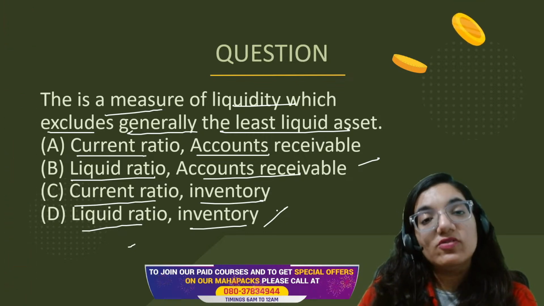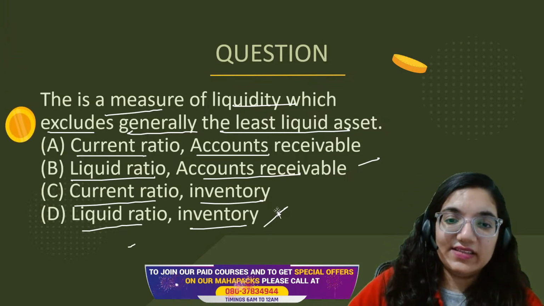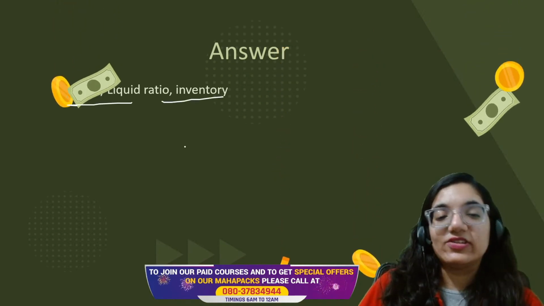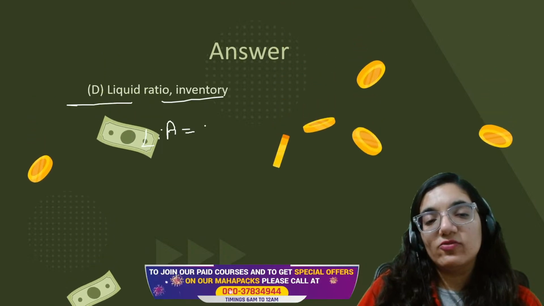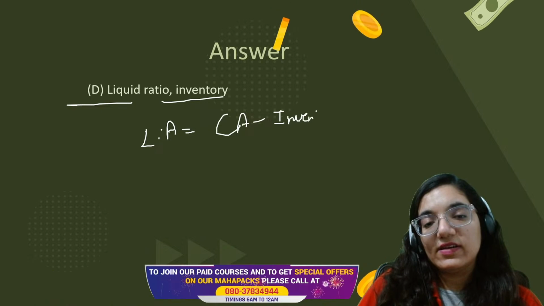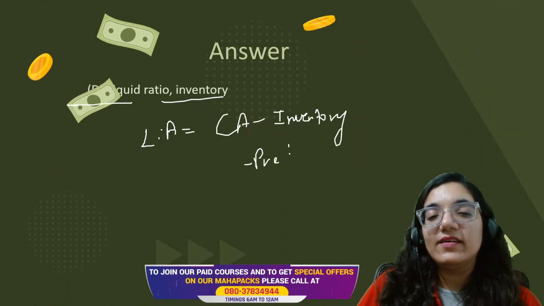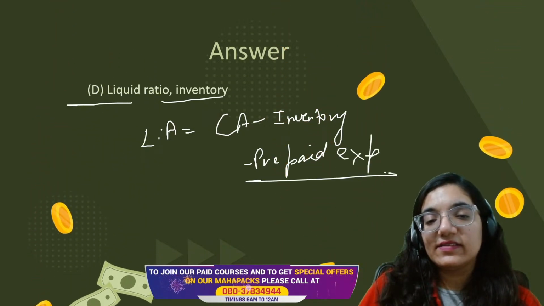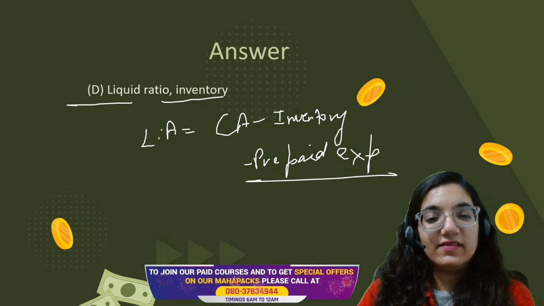So liquid ratio, inventory. In this case, the correct answer is liquid ratio, inventory. Liquid ratio or liquid assets do not include, from the current assets you have to remove inventory, as well as the, what was the second point everyone? It was prepaid expenses. Done?